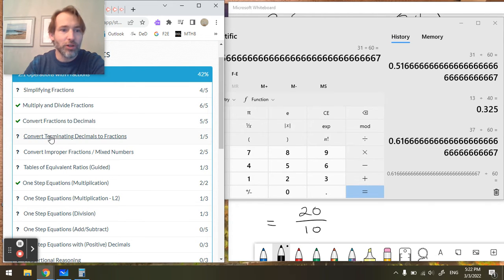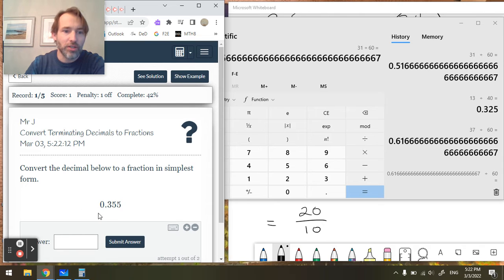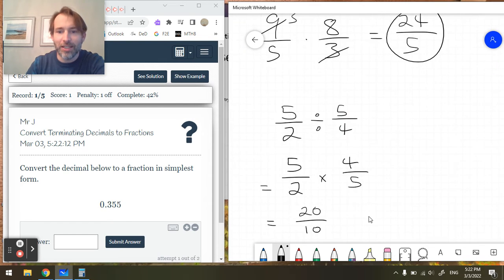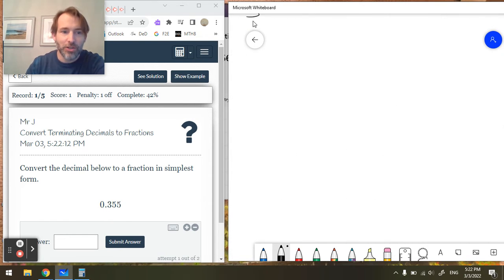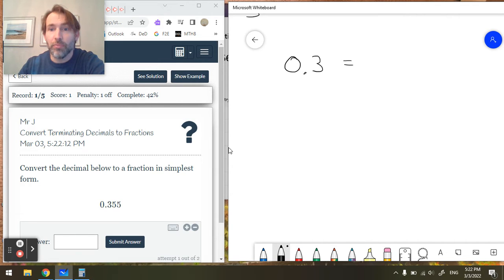Now let's do convert terminating decimals to fractions. 0.355. Great example, Delta Math. Thank you very much. So what I want to do here is, let's say I had this problem. Convert this to a fraction. Most people don't have a problem with saying that's 3 over 10. Okay, this is the tenths, and that's 3/10 of a whole, so that's 3/10.